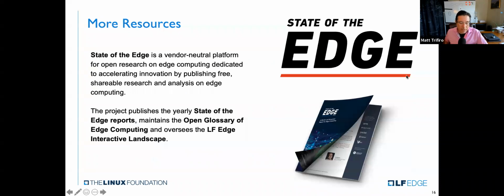So in addition to being the chief marketing officer of Vapor.io, I also co-chair a project in LF Edge called State of the Edge. This is a growth project, a top-level project at the Linux Foundation. It's kind of an unusual project in that it doesn't have any code, or not really. And the journey of State of the Edge to the Linux Foundation came through a working group of the State of the Edge called the Open Glossary of Edge Computing. That's a resource that I direct you to as being potentially most relevant to the topic today.